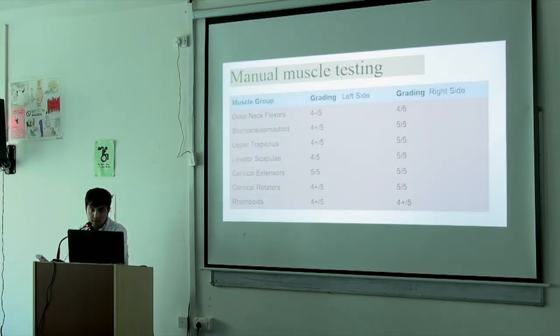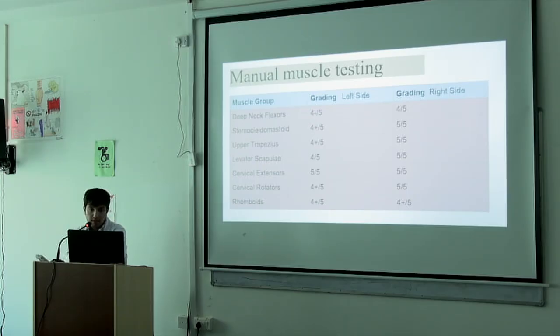Manual muscle testing. So in the deep neck flexors, the left side of the neck was 4 minus and the right side was 4 out of 5. The SCM, sternocleidomastoid muscle, on the left side it was 4 plus out of 5. On the right side it was 5 out of 5. The upper trapezius, on the left side it was 4 plus out of 5. On the right side it was 5 out of 5. In the levator scapulae it was 4/5 on the left side, 5/5 on the right side.